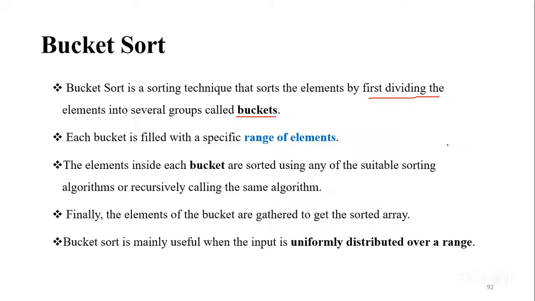Bucket sort is mainly useful when the input is uniformly distributed over a range. Nothing but we have some elements in this particular range and we have some elements in this range. 10 to 15, 10 to 20, we have some elements. 21 to 30, some elements. Whenever the elements are uniformly distributed over a range, then bucket sort is mainly useful. For example, if you have 10 to 10, only one number, then 1000 to 2000, like that, if you have very long gaps, in such cases, bucket sort is not suitable to implement.